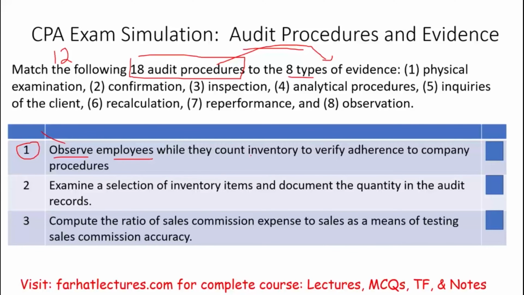Observe employees while they count inventory to verify adherence to company procedures. What are you doing? What's the procedure? You are observing. And observing, what type of evidence? Well, observing, it's easy. Observation, number 8.